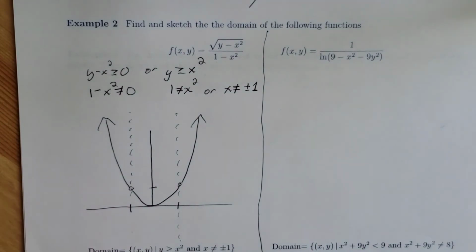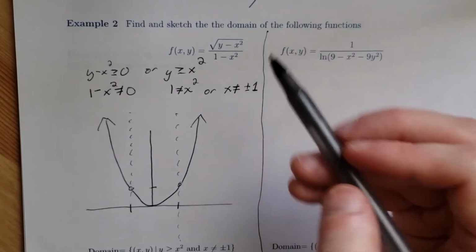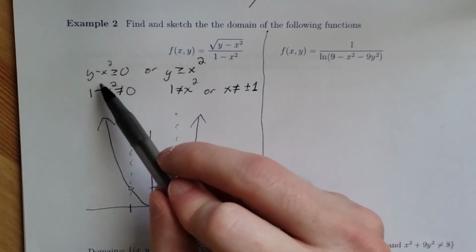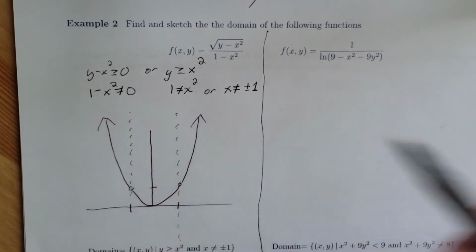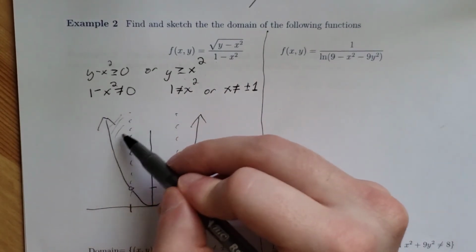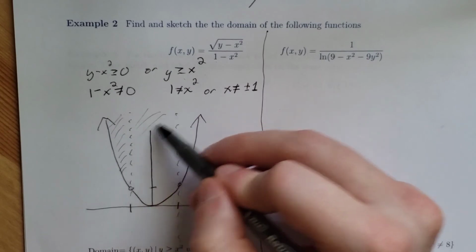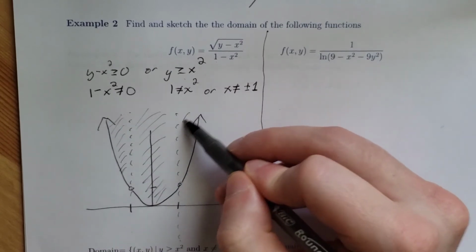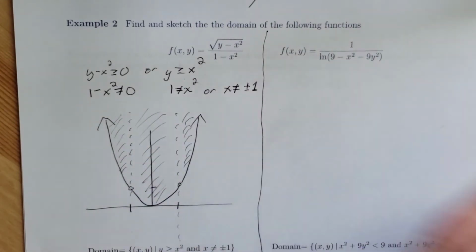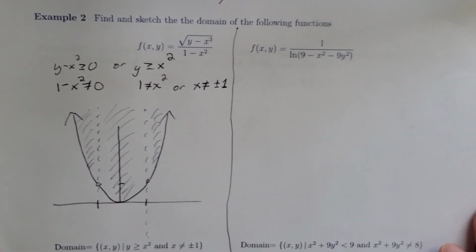But what is the region that fits this domain? Well, everything is allowed except y being less than x squared. So what is allowed is everything bigger than y is equal to x squared. Except, of course, again, along these dotted lines where x is plus or minus 1. And so we've sketched the domain of our two-variable function.